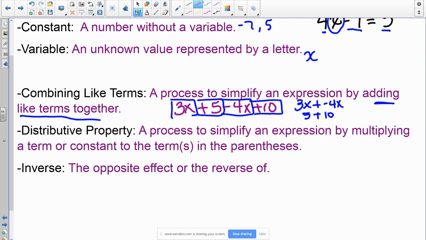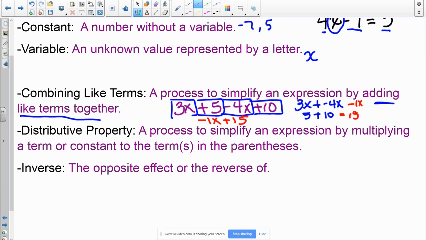So when I take both of those and I simplify the expression by adding like terms, 3x plus -4x is -1x. And 5 plus 10 is 15. So this new expression, simplified, which means making it a smaller amount or less terms, is -1x plus 15.